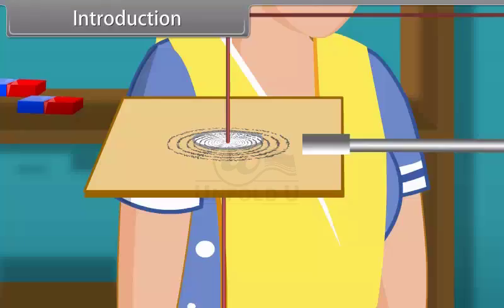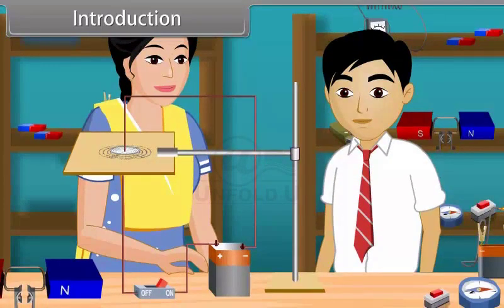You saw the iron dust particles arranged into the concentric circle pattern due to the magnetic field generated by the electric current. Students, today we'll study more about moving charges and magnetism.